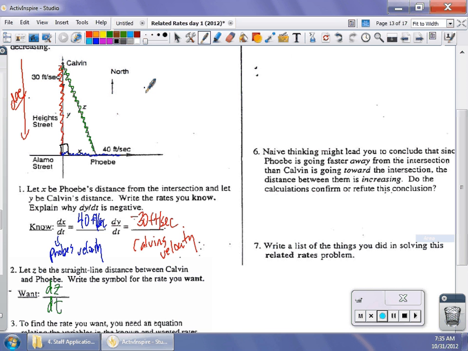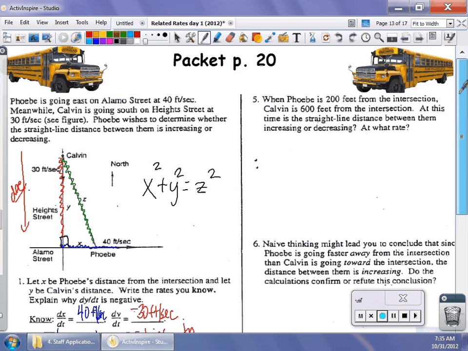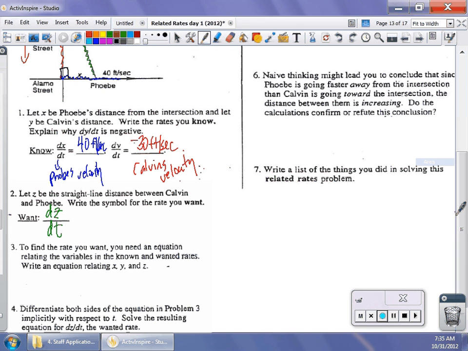And I think you can see that if we have x squared plus y squared, by the Pythagorean theorem, that's equal to z squared. So now we have an equation that connects all three of my variables. So now my variables are related. So the equation that we were looking for is x squared plus y squared is equal to z squared.